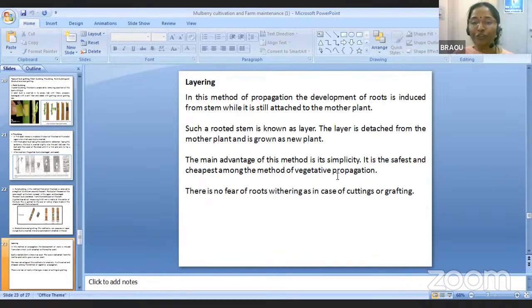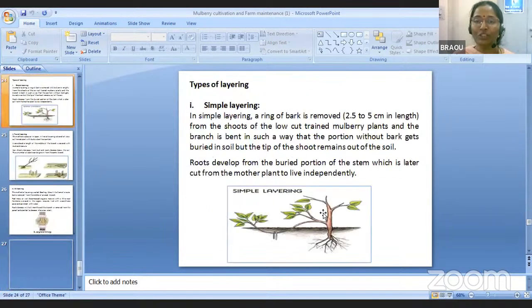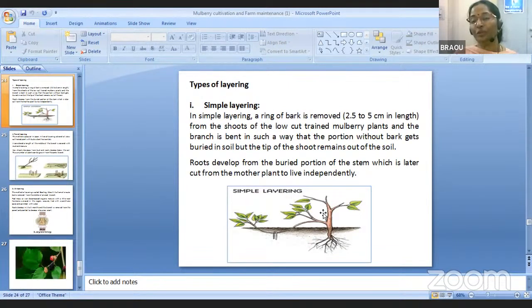There is no fear of roots withering as in the case of cutting or grafting, because in cutting and grafting, after say 1 or 2 months, you will find that the roots have rotted and the plant ultimately dies, and all your time, energy and money is wasted. So layering is the simplest and the safest.